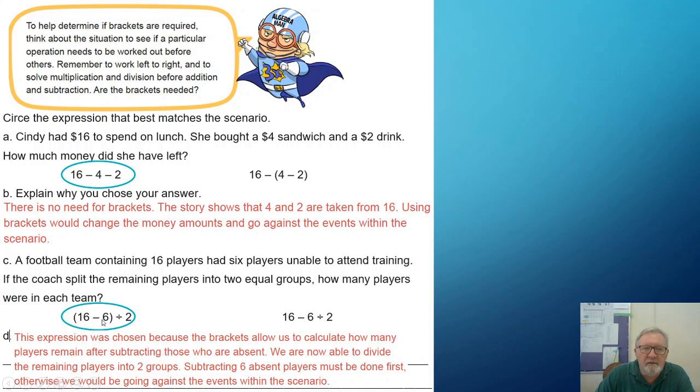Started with 16, 6 players didn't attend, so 10 obviously did attend, and of those 10, they were put into 2 groups. If it was this one here, division would have had to have been done first. 6 divided by 2 is 3, 16 minus 3 is 13. Clearly there's not going to be 13 children on each team, or players on each team. That would need us to have 26 players, and we only had 16 to start with.